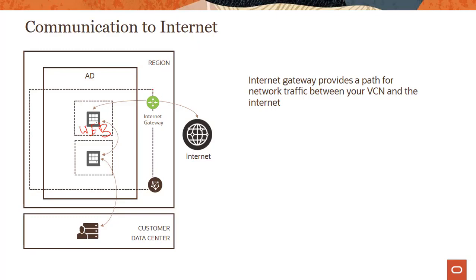So in OCI, there's a gateway called the Internet Gateway. It provides a path for network traffic between your VCN and the internet, and it's bidirectional. So you can go from here, and it can come from the internet. People on the internet could actually discover it, right? It's a web server. You want it to be discovered. Folks can ping it and access it.